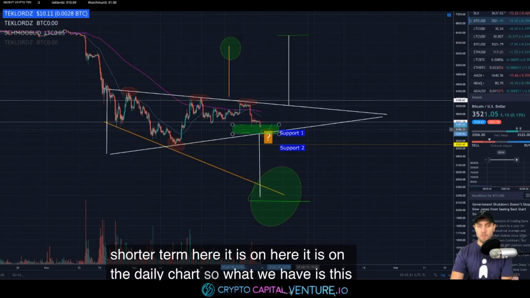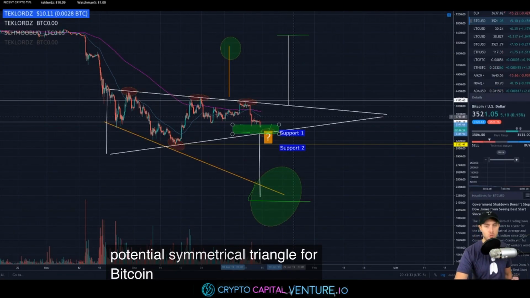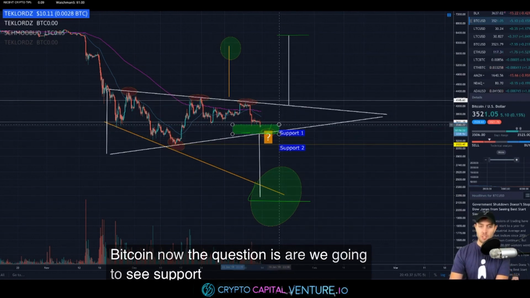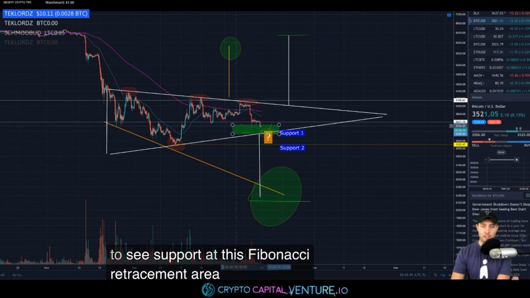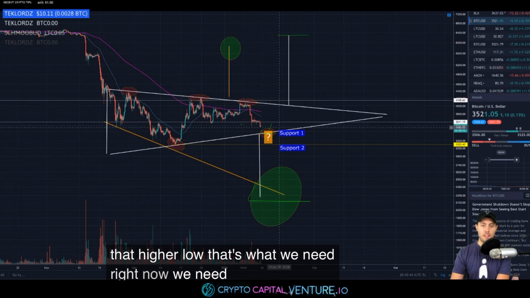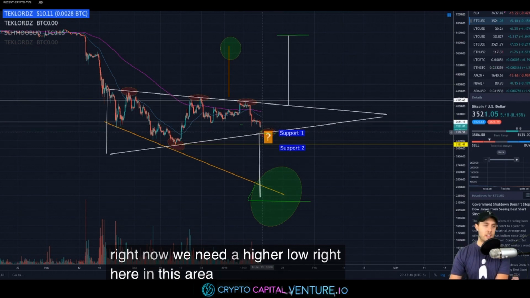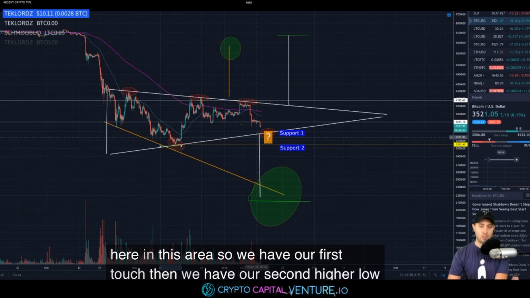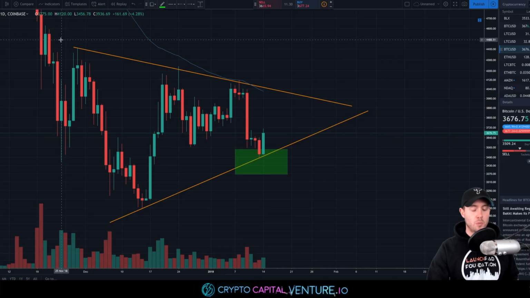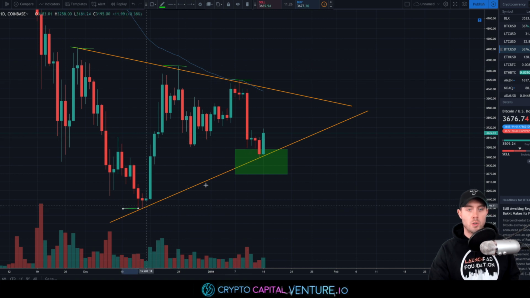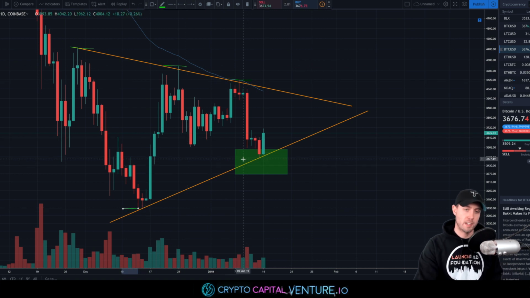What we have is this potential symmetrical triangle for Bitcoin. Now, the question is, are we going to see support at this Fibonacci retracement area, to kind of get that higher low? That's what we need right now. We need a higher low right here in this area. So we have our first touch, then we'd have our second higher low. As you can see on the screen, we have 1, 2, 3 lower highs. We have our first low, and now we do have our second higher low.